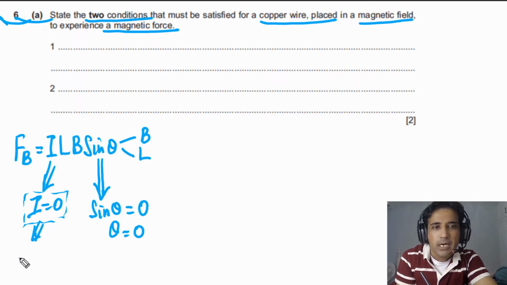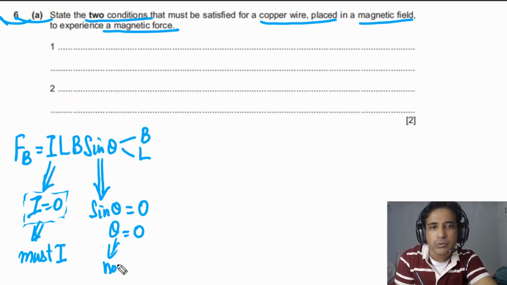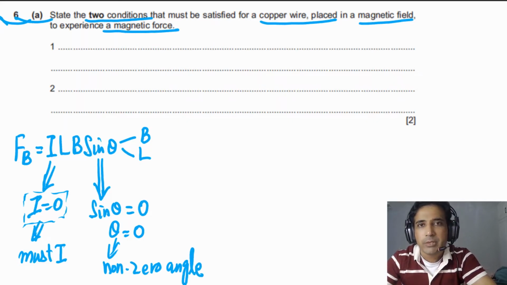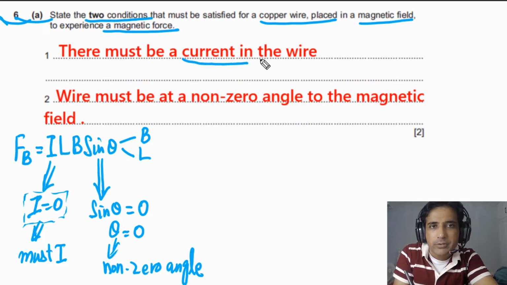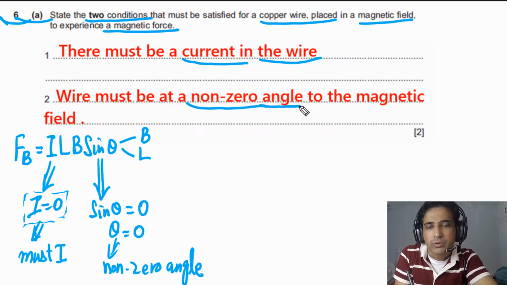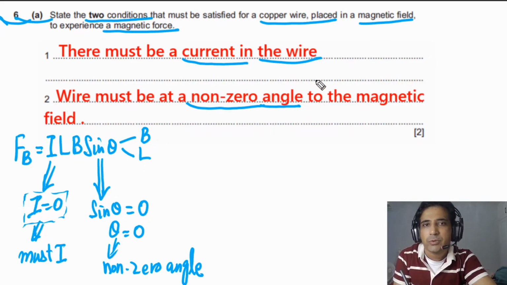There must be current in the wire, and also the wire has to be placed at a non-zero angle. Then the wire will experience a force. So simply we can mention these 2 points and you will get 2 marks. This is how you can write down your answer. First point, you can say there must be a current in the wire, and the second point, you can say the wire must be at a non-zero angle to the magnetic field, because theta is the angle between B and L. If you mention these points, you will get 2 B marks.